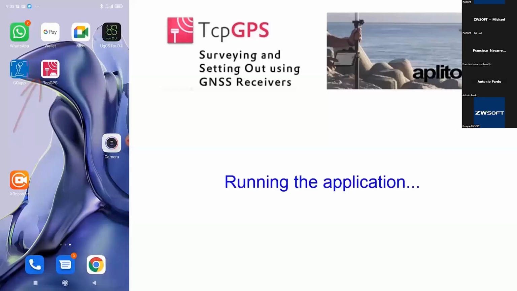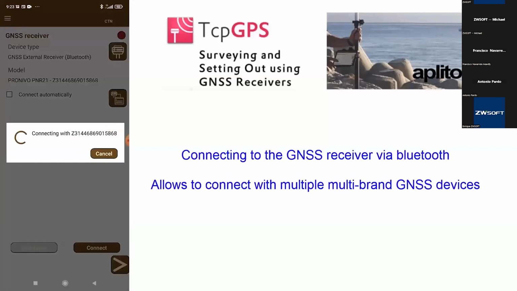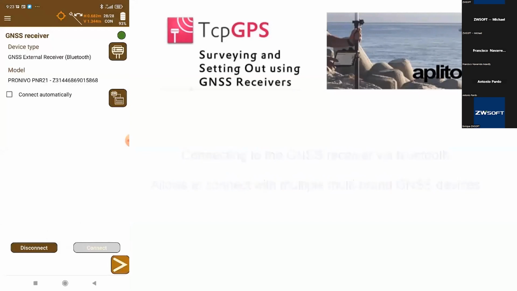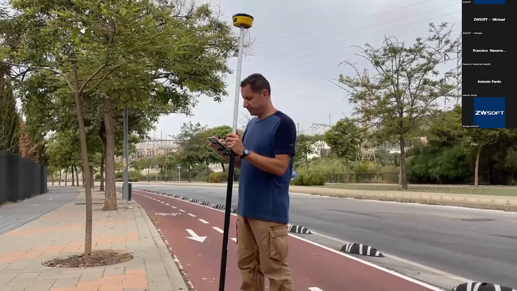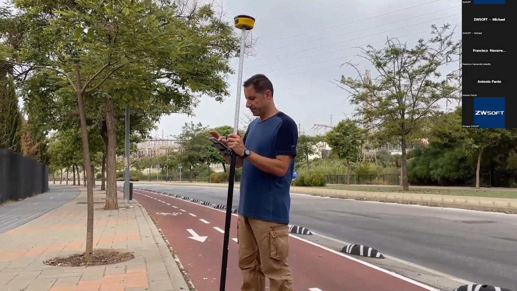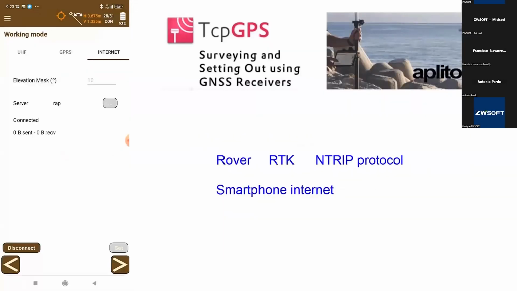We are going to take all the data, and first of all we run TcpGPS to take the points in the field. We are going to connect our smartphone by Bluetooth with the GNSS, and we are going to choose the working mode. In this case, we choose the rover station by NTRIP protocol. I'm going to use the internet connection from our smartphone, or maybe from our SIM card or something like that.